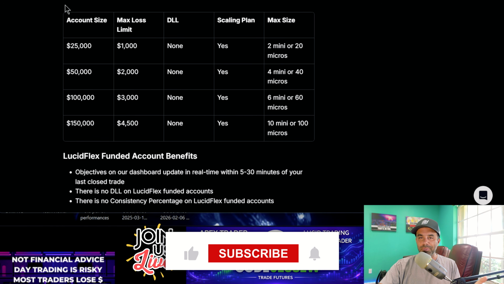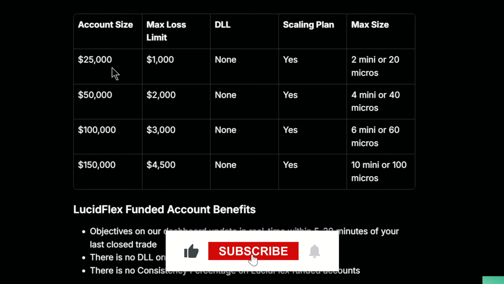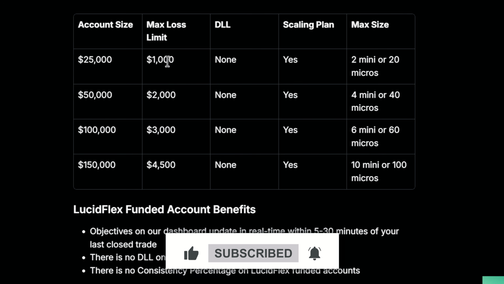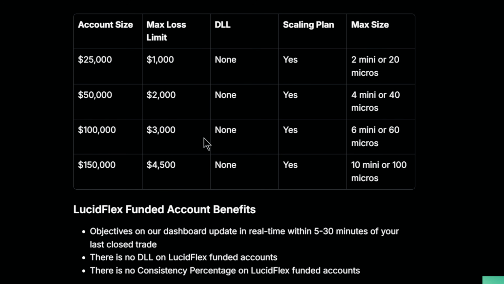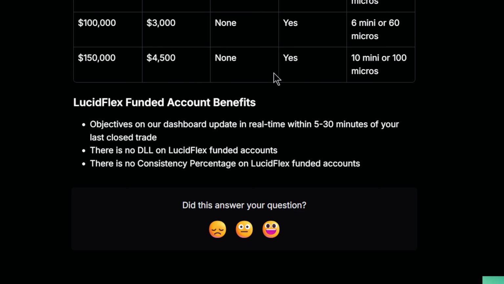Let's go. So to recap, Lucid Flex accounts, we already know it's 25, 50, 100, 150. We got daily loss limits from $1,000 all the way to $4,500. No DLLs, scaling plans, and we already know their max sizes. So that's nothing new here. But we want to know more, because there's got to be more. It can't just be that simple, can it?